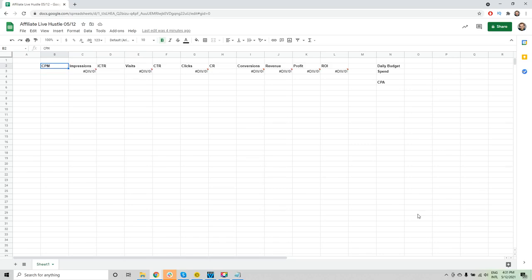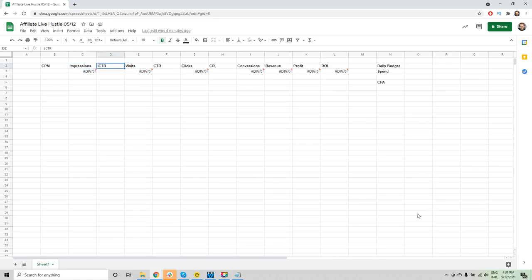So the CPM is the cost per mille, aka the cost per 1,000 impressions. All right. And that already brings us to the next one, which is impressions. So impressions is the amount of times or the amount of users that have seen your ad. So each time your ad gets delivered to a user, that will count as one impression. Then we have the ICTR, which is the image click-through rate. So the percentage of users that has seen your ad and actually clicked on it.